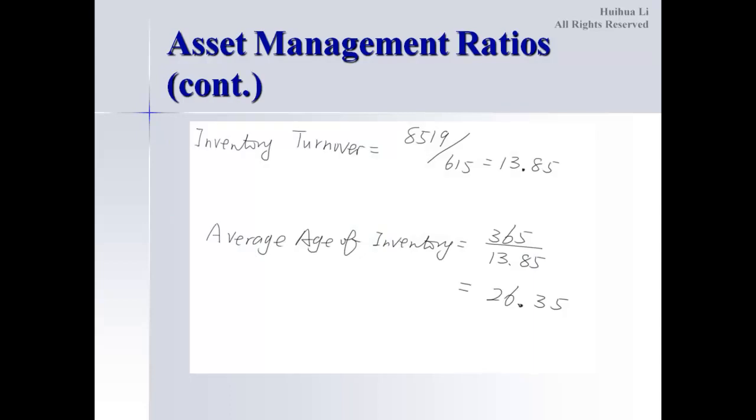For inventory turnover, cost of goods sold is obtained from income statement, while inventory information is obtained from balance sheet. An inventory turnover of 13.85 means that in 2009, the firm turns over its inventory 13.85 times to generate sales. For this number, the higher the more efficient. Days sales in inventory can also be called average age of inventory. This means, in year 2009, the firm's inventory stays in the warehouse for 26.35 days before it is sold. This number, the lower the more efficient.